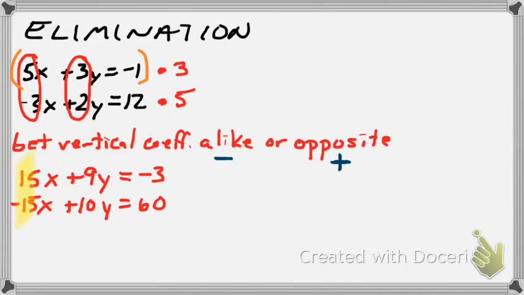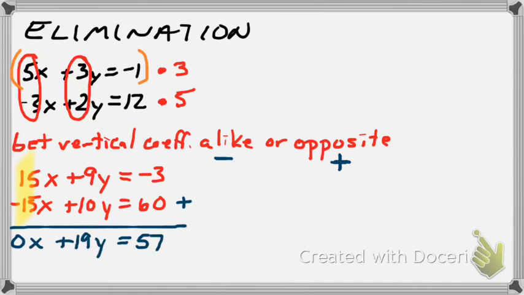Because what we want is for these to become 0, and we're adding or subtracting straight down. So 15 and -15, for those to become 0, you add them. 15 plus -15 is 0. If I would subtract 15 and -15, that would be 30. I don't want that. I want 0. So I'm going to add these columns straight down. And when I add straight down, I get 0x plus 19y is 57. 0x is nothing, so I just have 19y equals 57, which means that y equals 3.